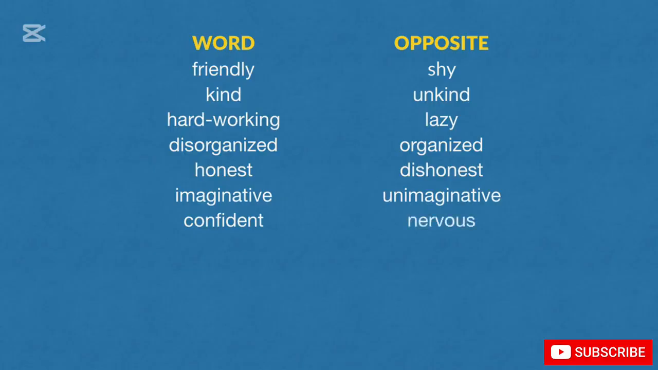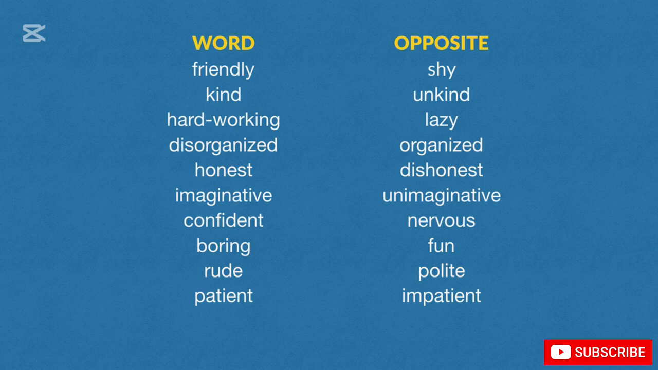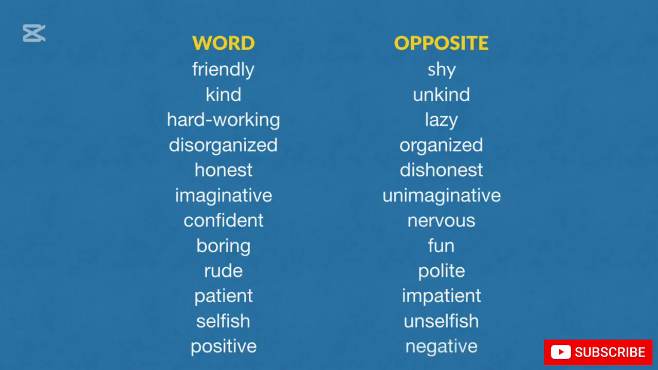nervous is the opposite, boring. Possibly the best opposite for boring is fun. Rude is polite. And the opposite of patient is impatient. So not unpatient, but impatient. Selfish, unselfish. And the opposite of positive is negative.